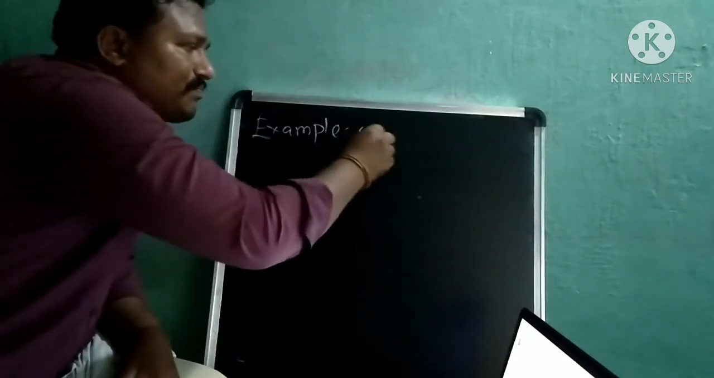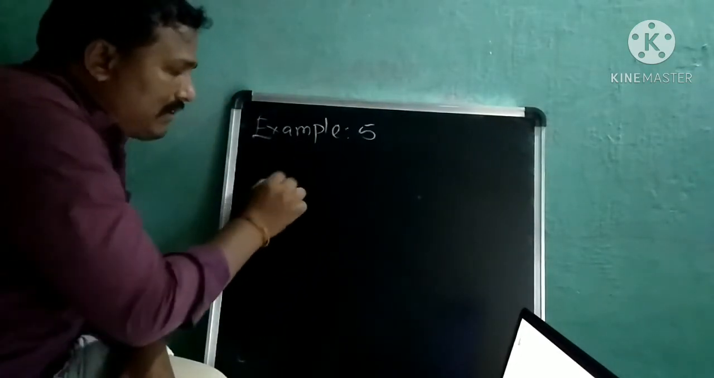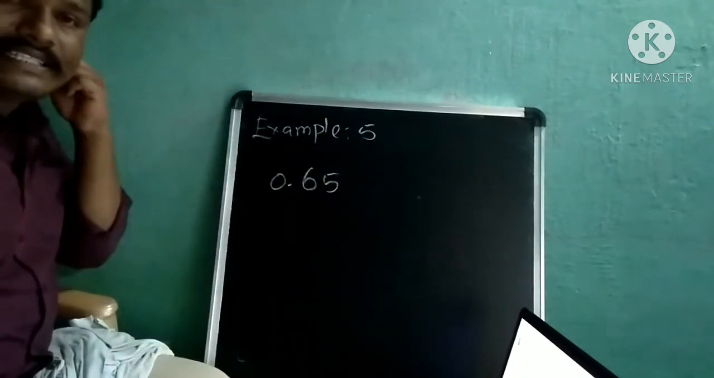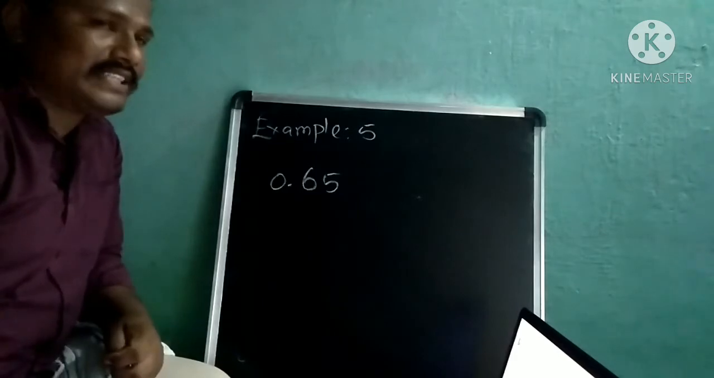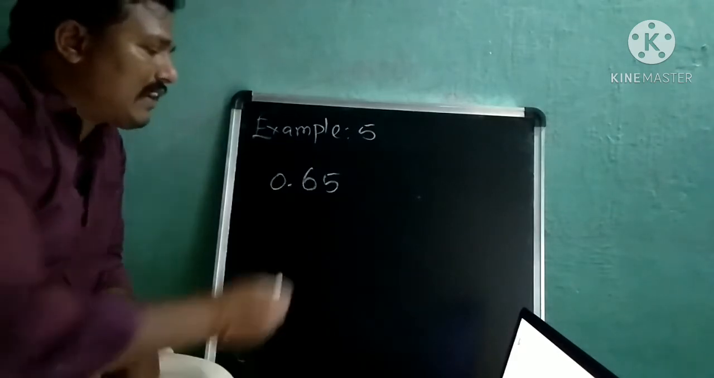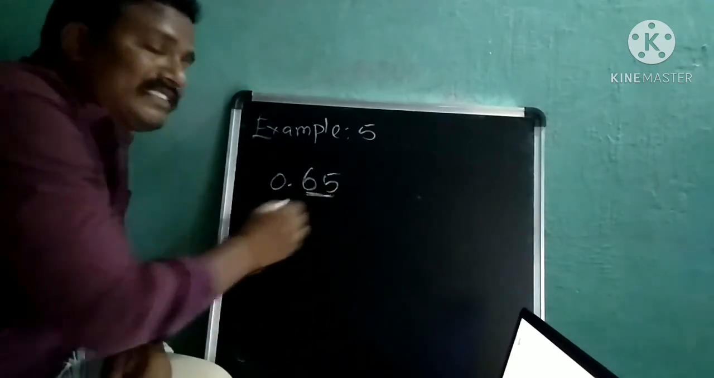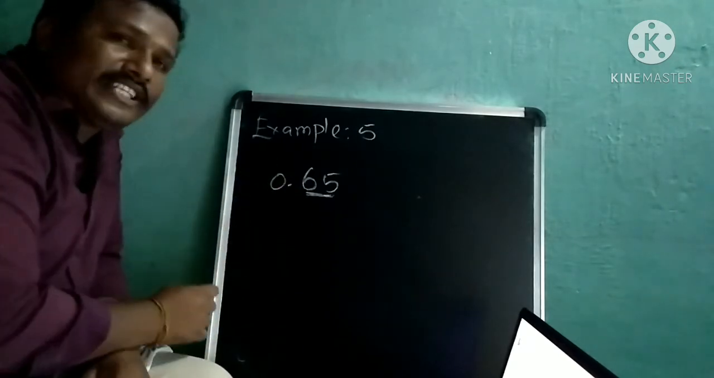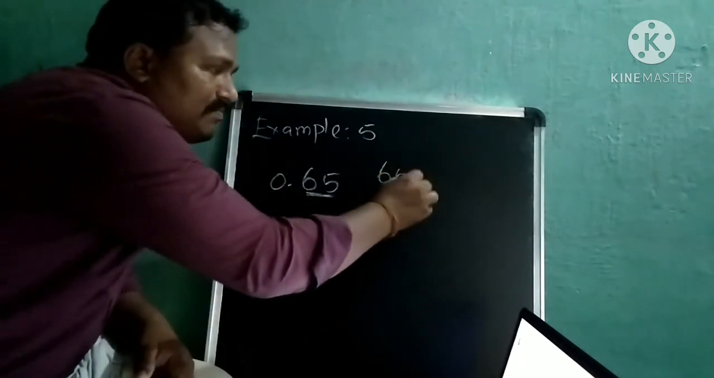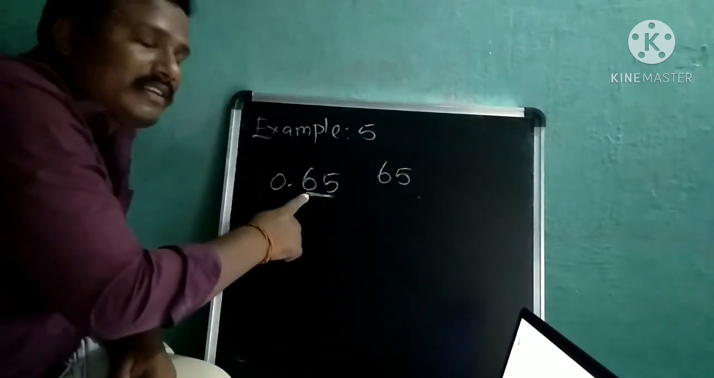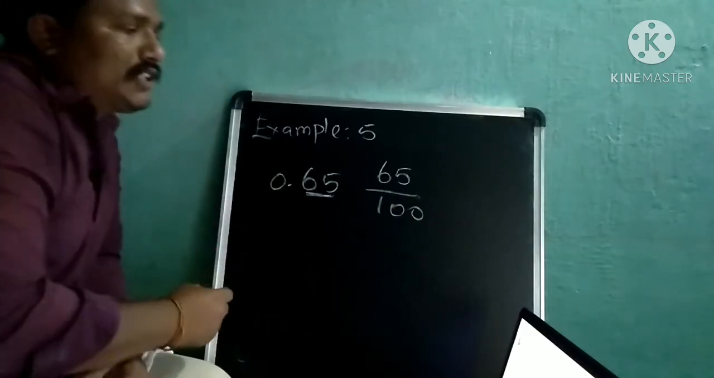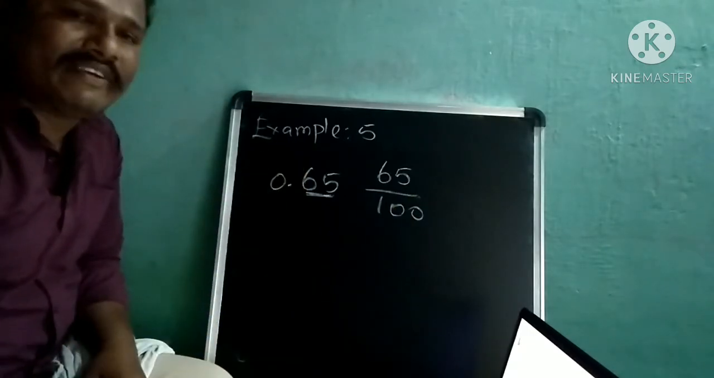Example 5. I will take 0.65. How to convert it to a fraction? Here 2 places are there, so the decimal place value is 2. The 65 goes as the numerator. For the denominator, since 2 places are there, I will put 100. So 65 by 100, we can simplify this.